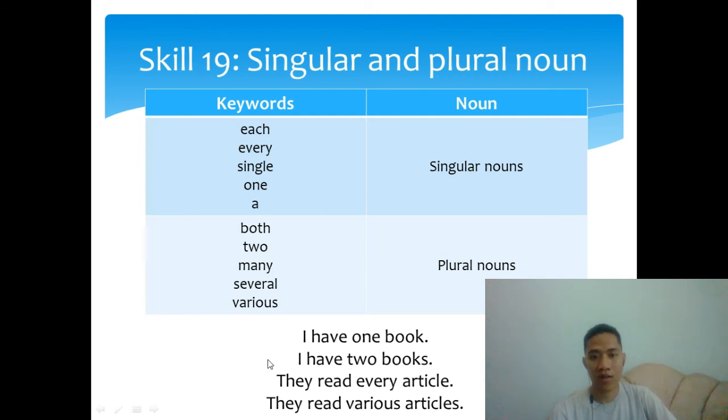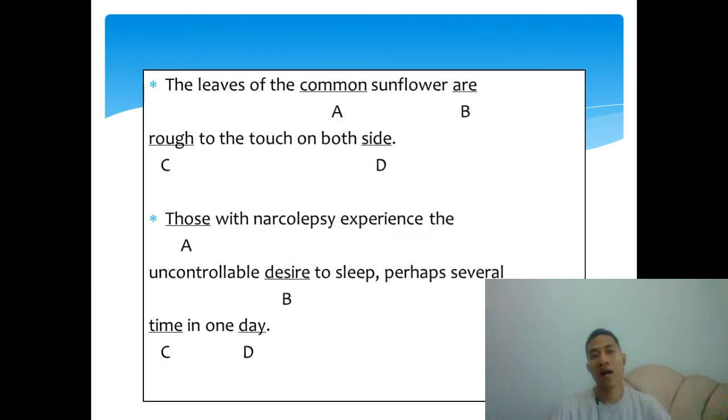Let's look at more examples here. For example, we say I have one book. You see, one book. I have two books. They read every article. Every article. They read various articles. Remember, if the noun is in plural form, we need to add s after the noun. For example, one book singular, two books. Books would be with s because plural.